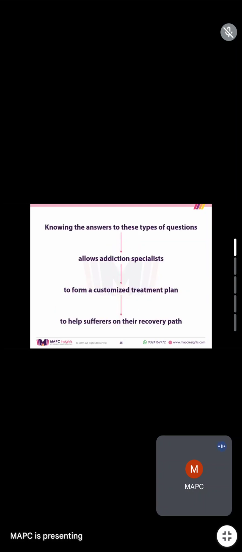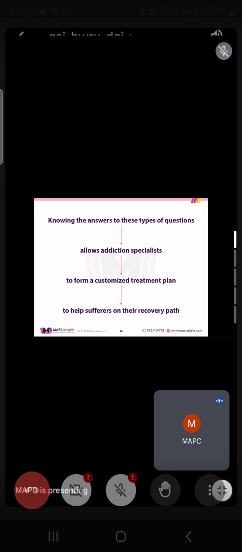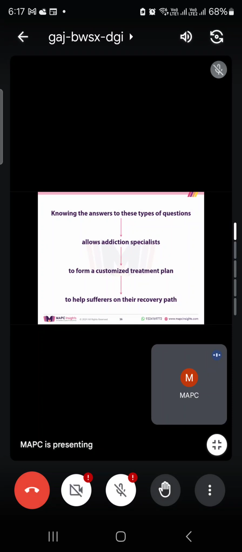Once psychologists know the answers to these questions, it allows the addiction specialist to form a customized treatment plan to help the addicted person on their recovery path. So in order to treat the addicted person, the addiction specialist must be aware of the points we discussed, and based on this only the treatment plan will be made.